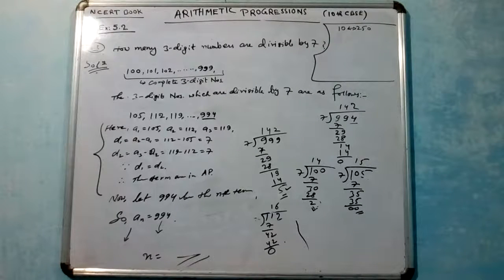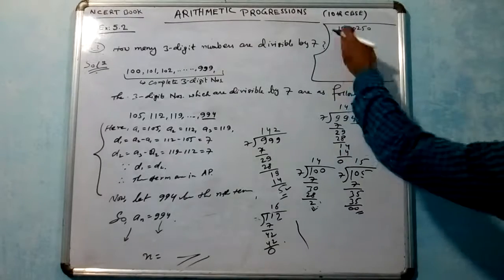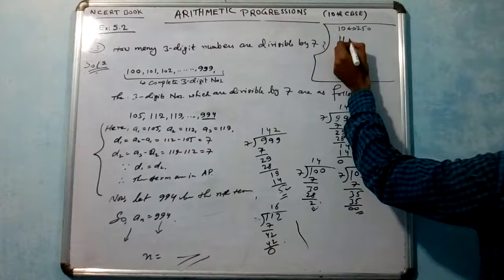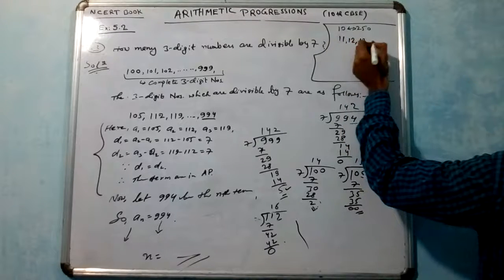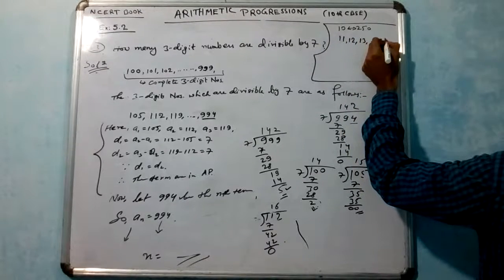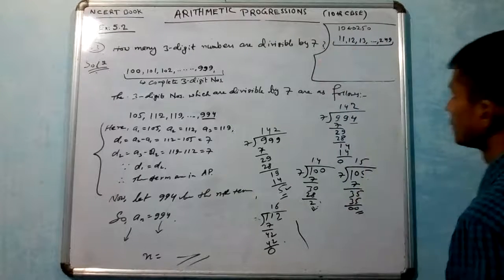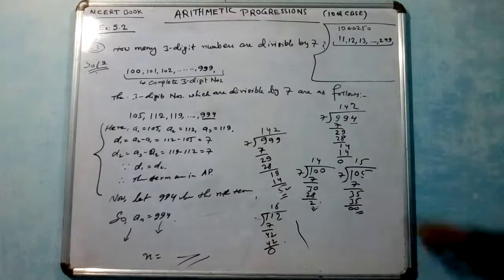So how many multiples of 4 lie between 10 and 250? So 10 we do not have to count, so the numbers are starting from 11. 11, 12, 13, to 249. In this we have to check how many multiples of 4 are there. No. So 11 is the multiple of 4.